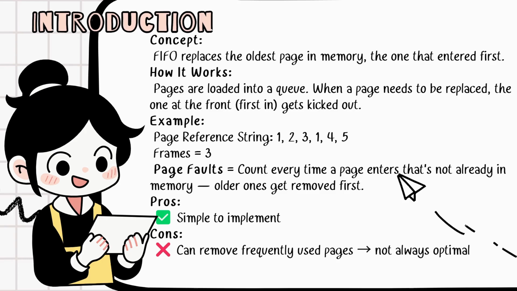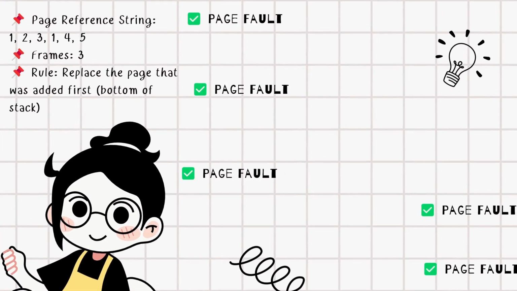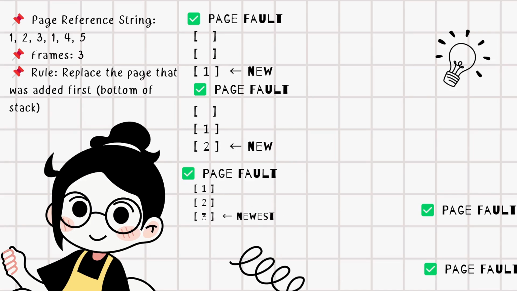Now let's visualize FIFO using a stack-style simulation. We're working with a page reference string, 1, 2, 3, 1, 4, 5, and we've got 3 memory frames available. The rule is simple: always replace the page that was added first. That means the one at the bottom of our stack gets removed first.